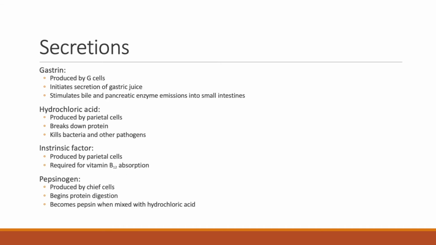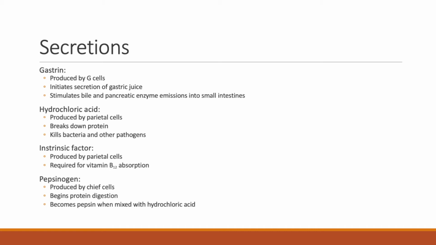There are secretions from gastrin, hydrochloric acid, the intrinsic factor, and pepsinogen. Gastrin is produced by G cells, initiates secretion of gastric juice, and stimulates bile and pancreatic enzyme emissions into the small intestine.